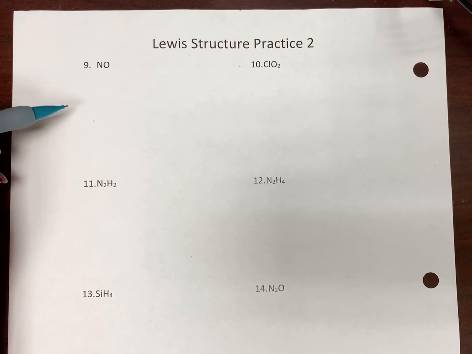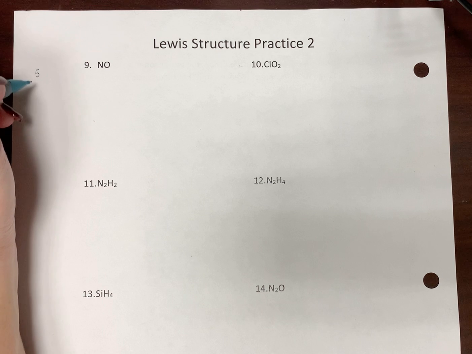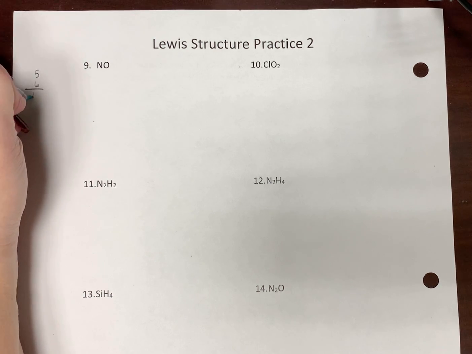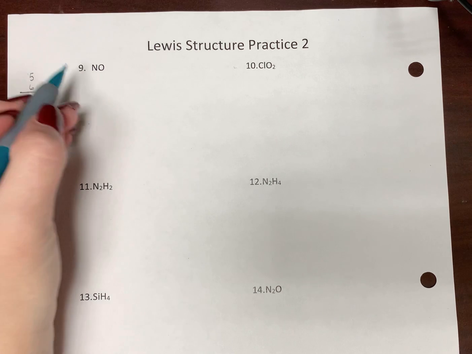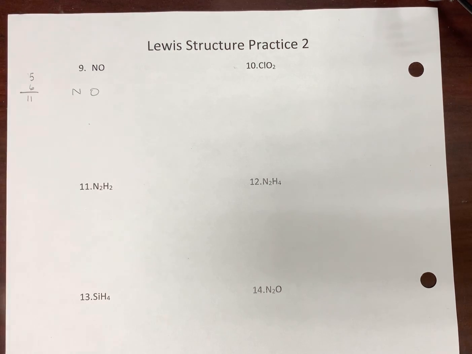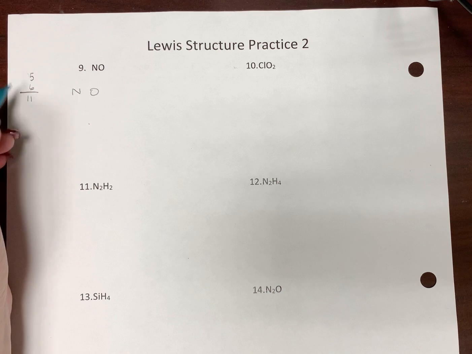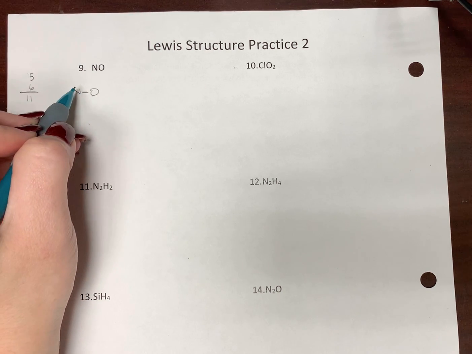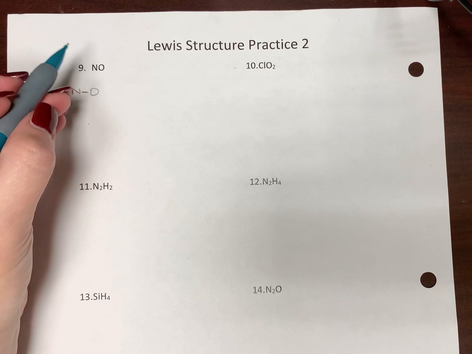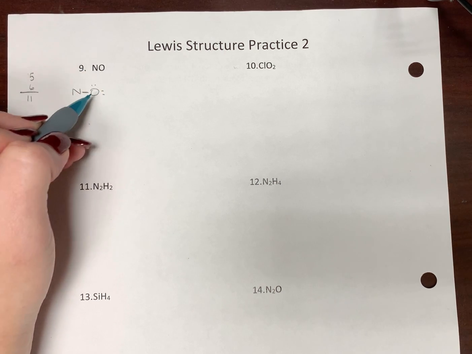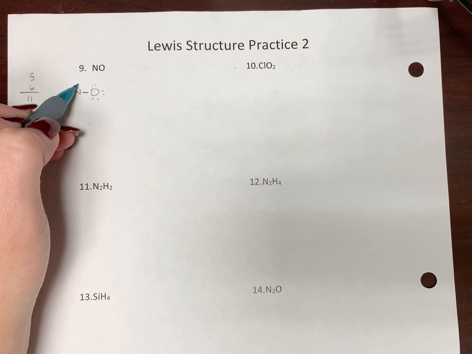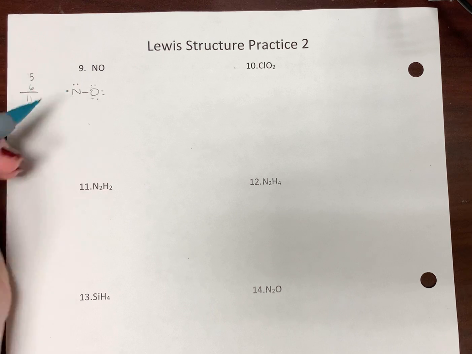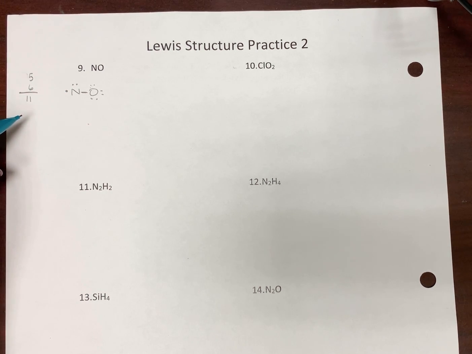Continuing on, NO: nitrogen has 5, oxygen has 6, so we have 11. Now, we haven't had a situation where we've had an odd number of electrons, so let's go ahead and try to deal with this. So we have 2, 4, 6, 8, 10, 11. So nitrogen's not full.